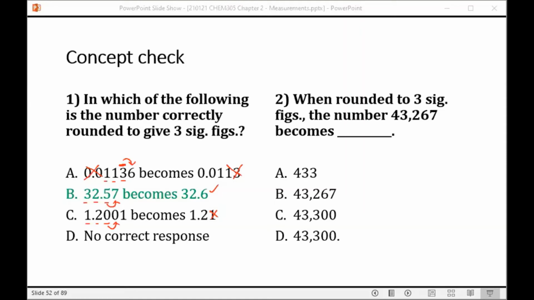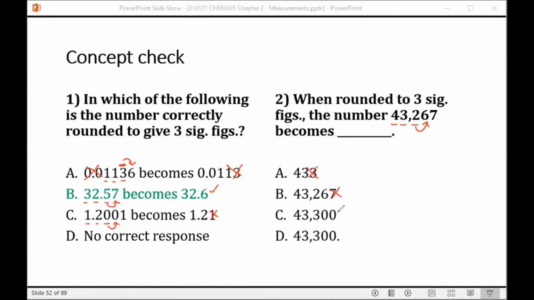Okay, next one. When rounded to 3 sig figs, the number 43,267 becomes what? So to solve this one, you want to count 3 sig figs over. 1, 2, 3. Look to the right. So you should be rounding the 2 to a 3. So you're going to get 433. No, you'd be missing some extra placeholders. 43,267. No, you didn't do any rounding on that one.